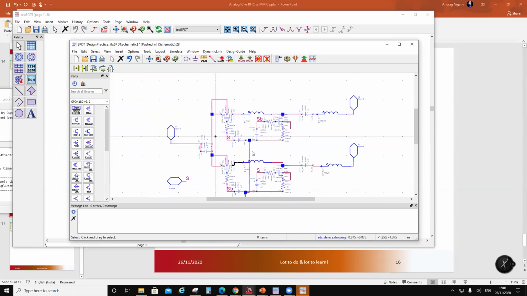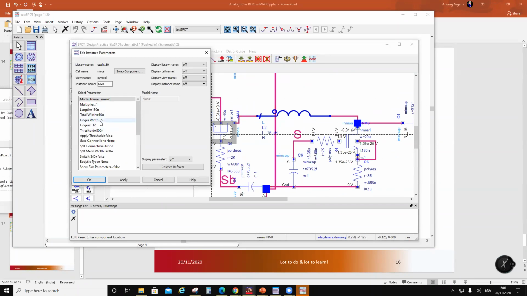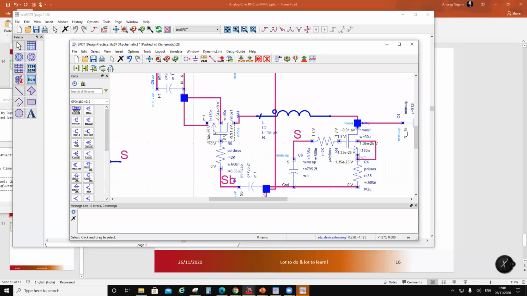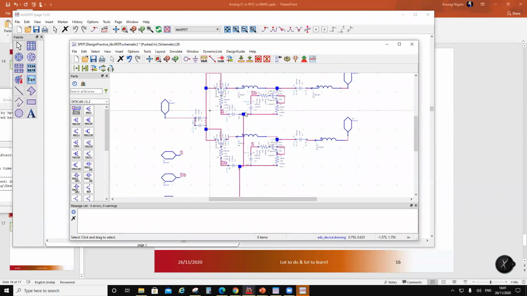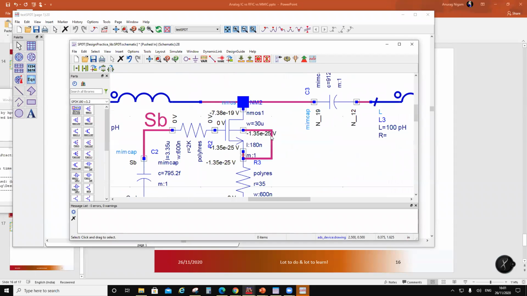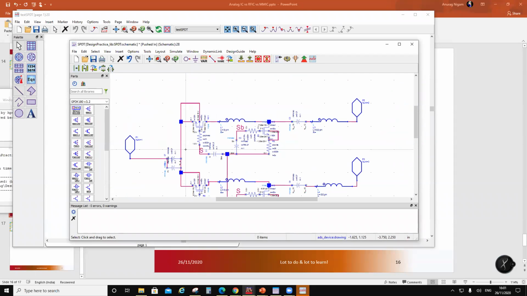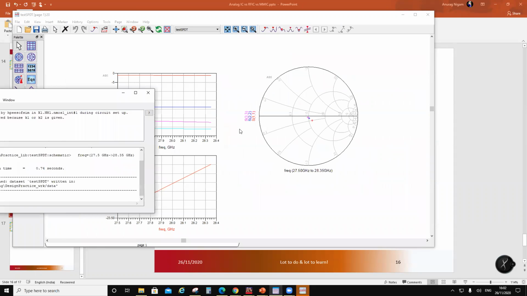Okay, same thing over here. This is going to be 10. And this is going to be 30. Okay, 30, 50, and 30. 50 and 30. 100, 100. Go up, simulate it once more.